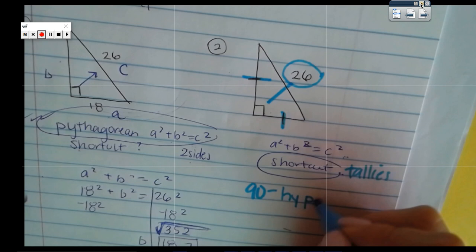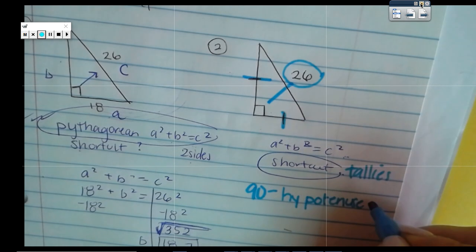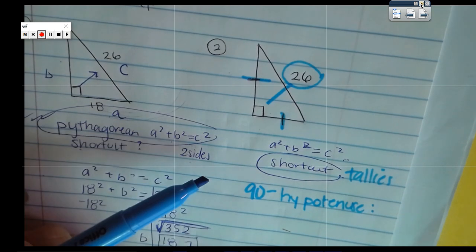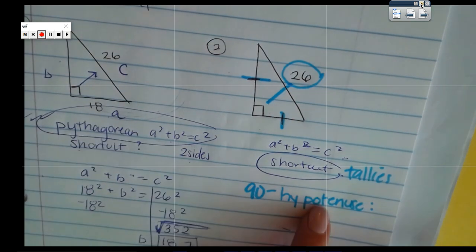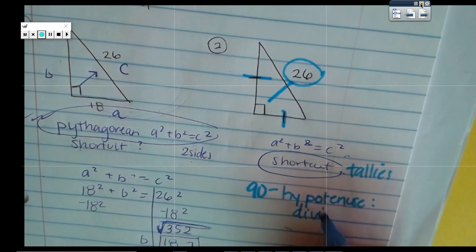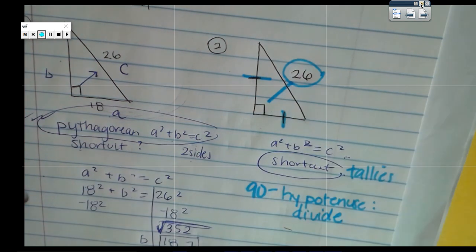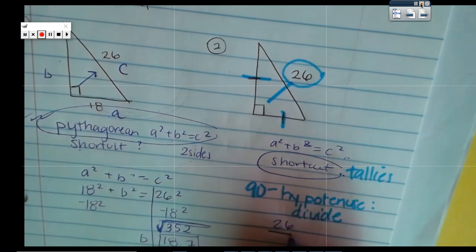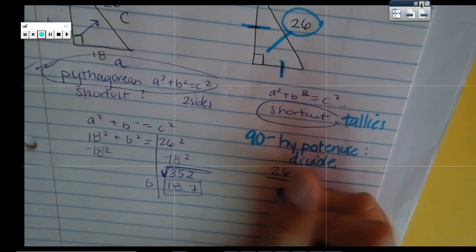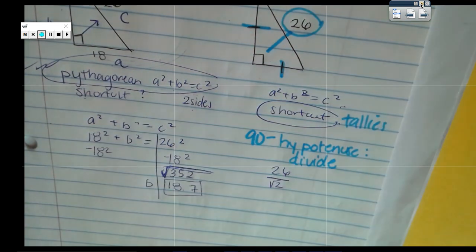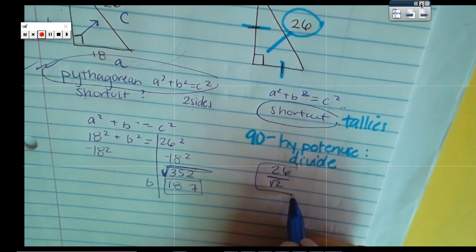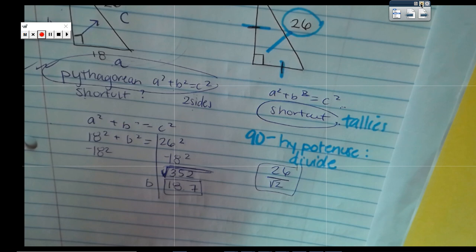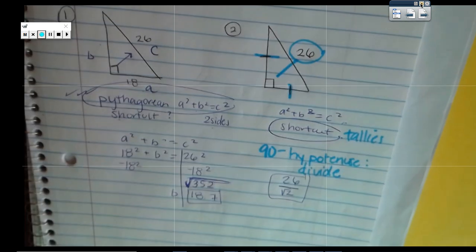When you have the hypotenuse, does anyone remember what the shortcut is? Exactly, it's either divide or multiply. That's the only two options. When you have the hypotenuse, is taking this 26 and dividing it by the square root of 2. Simplify, but that's essentially the shortcut. You just take 26 and divide by square root.